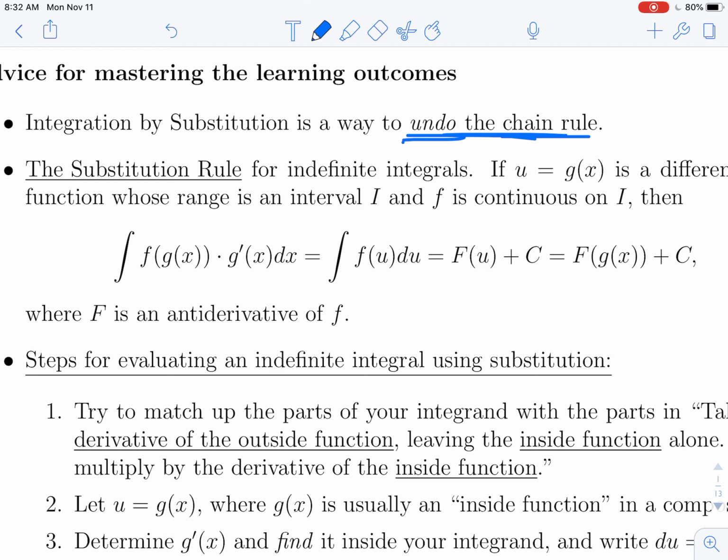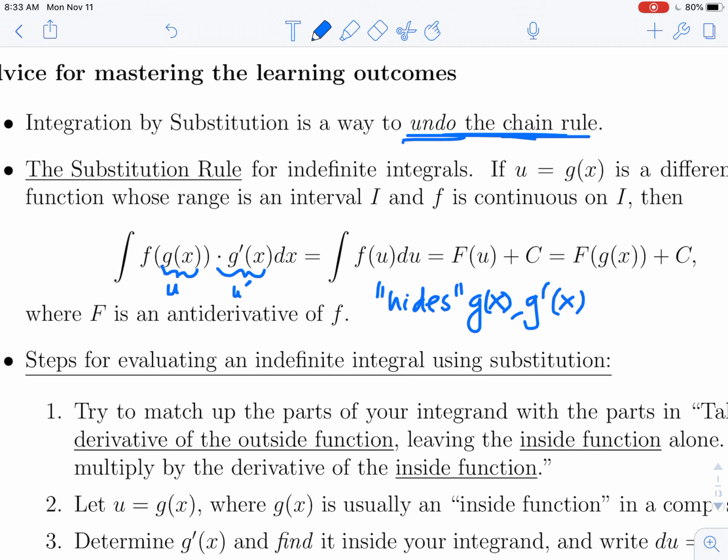So in the statement of the substitution rule, u is the same thing as g of x. And what's going on here is when you do this substitution, basically you've got u, and then you've got u prime. And what the substitution really does is it sort of hides g of x and g prime of x.